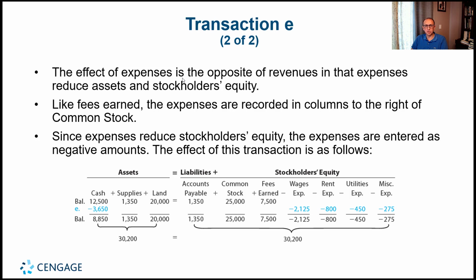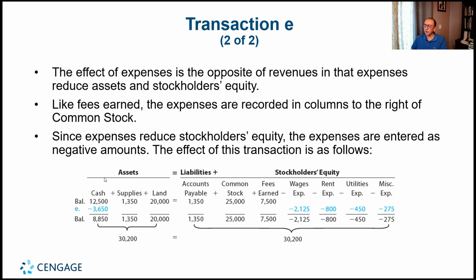Like fees earned, the expenses are recorded in the columns to the right of the common stock. Remember, we had the common stock where we have the investment by Chris Clark, the owner of the business. When the business provided services, they had fees earned. Now we have minus signs here because these are going to reduce the stockholders' equity for wages expense, rent expense, utilities expense, and miscellaneous expense. We record each one of these separately, each in its own category, so we can know what we spent this money on.